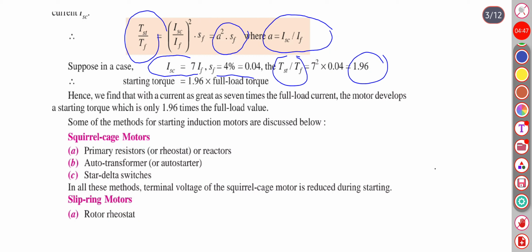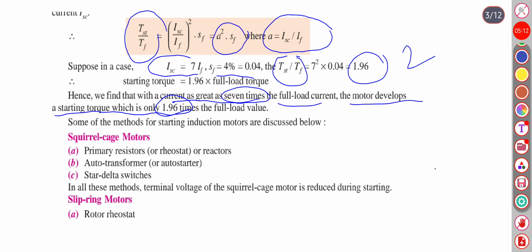Hence we find that with a current as great as 7 times the full load current, the motor develops a starting torque of only 1.96 times, or roughly 2 times, the full load value. So there is no major advantage if we are starting it on DOL.